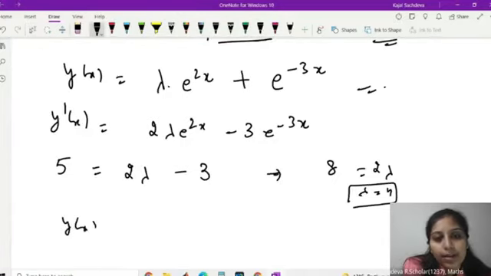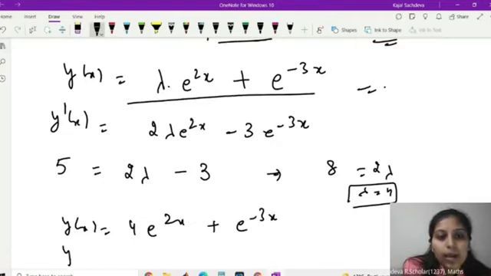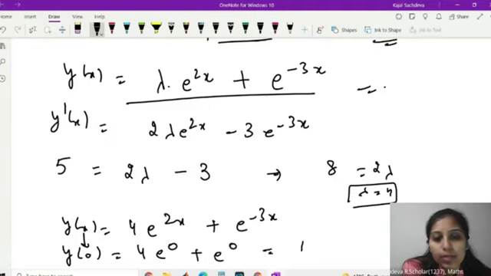So we get the final solution as 4 e raised to power 2x plus e raised to power minus 3x. We are to find the value of y at x is equal to 0. y0 is equal to 4 e raised to power 0 plus e raised to power 0, 4 plus 1, that is 5.